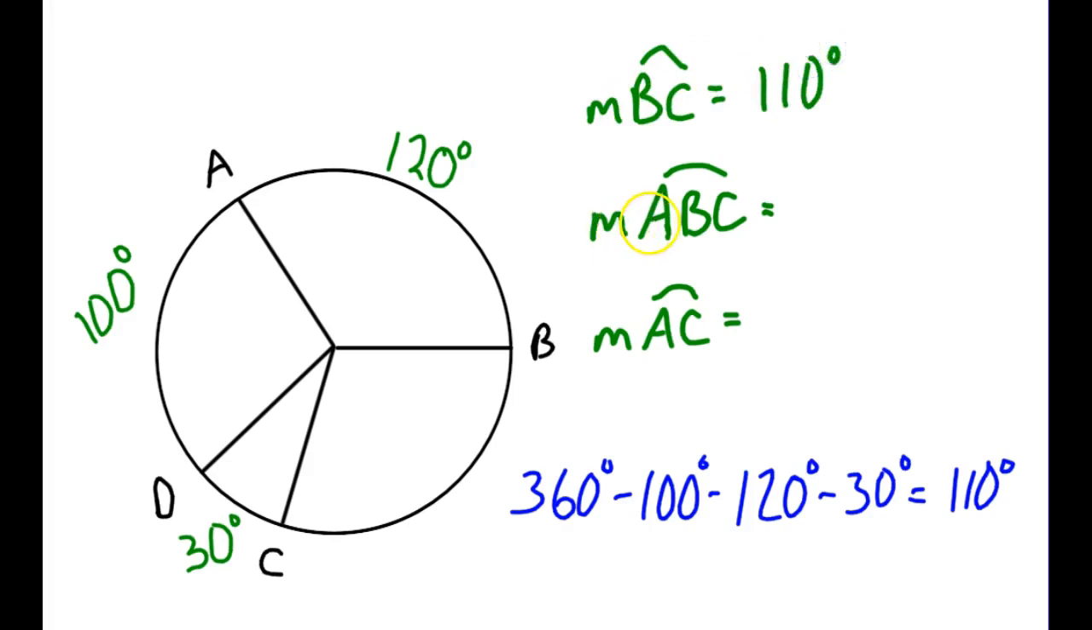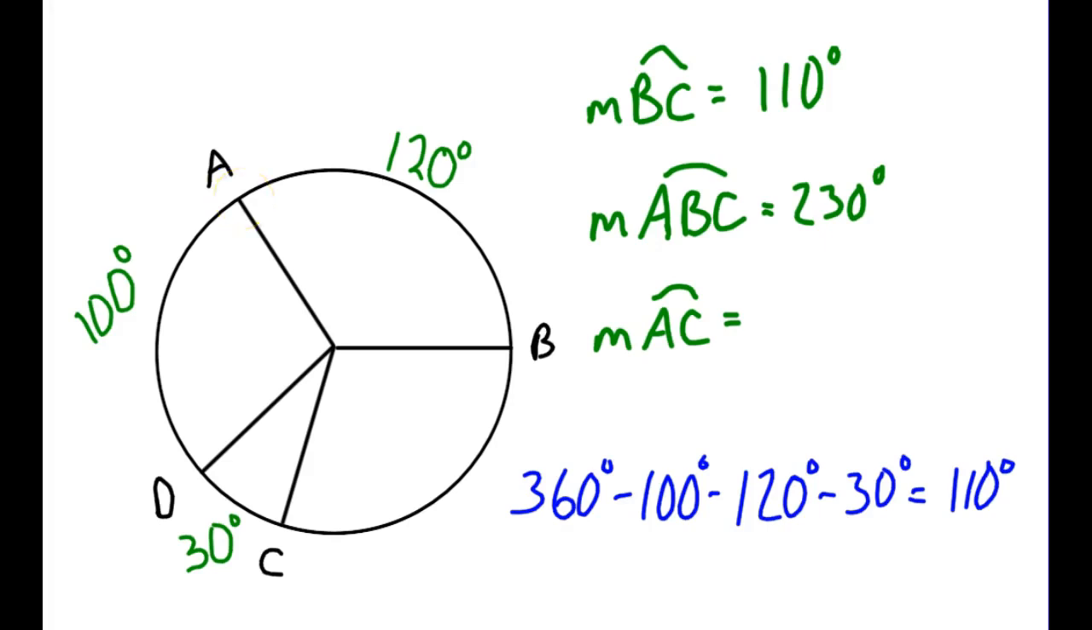Now we want to find the measures of arc ABC and the measure of arc AC. First, if we want to find the measure of arc ABC, if we have three letters referring to the arc, that implies it's a major arc, meaning it's going to be greater than 180 degrees. So arc ABC consists of arc AB and arc BC, so we simply have to add those two arcs together. AB is 120 degrees, arc BC we just found is 110 degrees, so if we add those together, arc ABC is going to be 230 degrees.